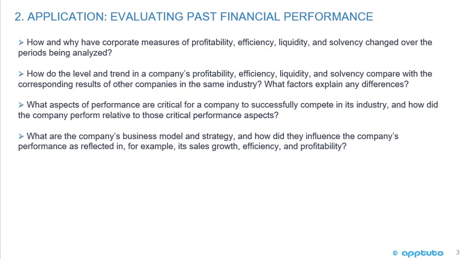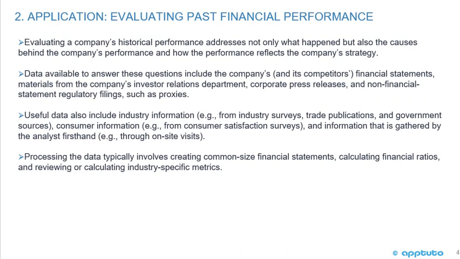3. What aspects of performance are critical for a company to successfully compete in its industry, and how did the company perform relative to those critical performance aspects? And finally, what are the company's business model and strategy, and how do they influence the company's performance as reflected in, for example, its sales growth, efficiency, and profitability? Evaluating a company's historical performance addresses not only what happened, but also the causes behind the company's performance and how the performance reflects the company's strategy.